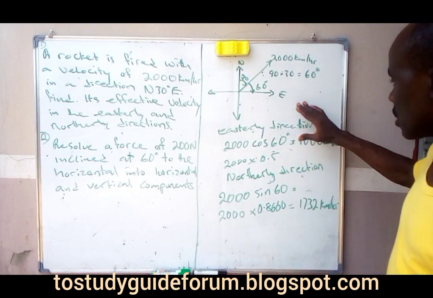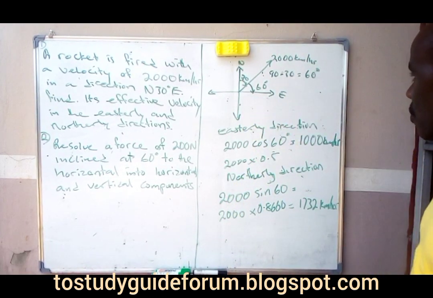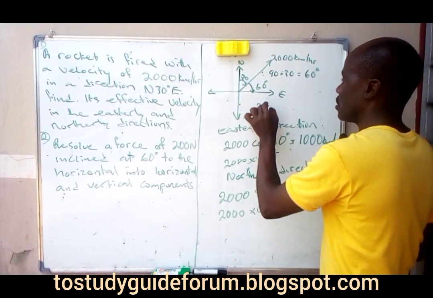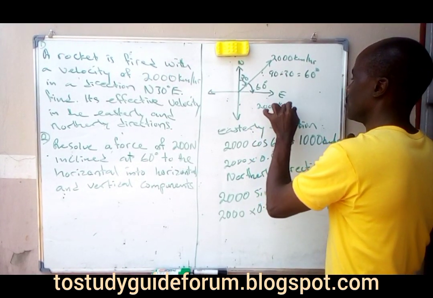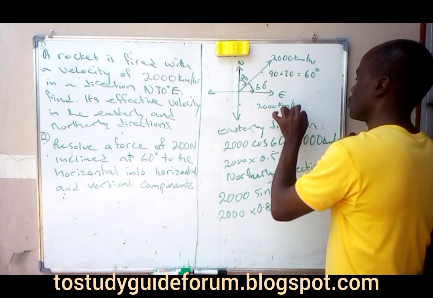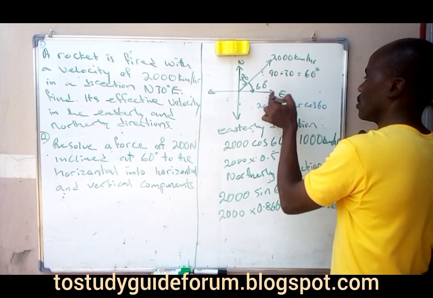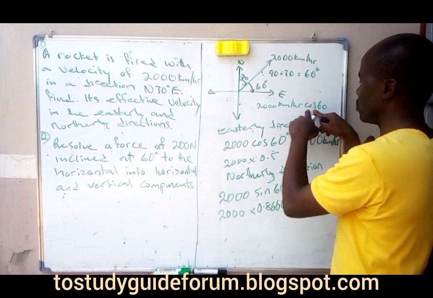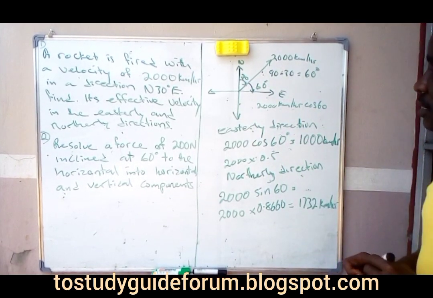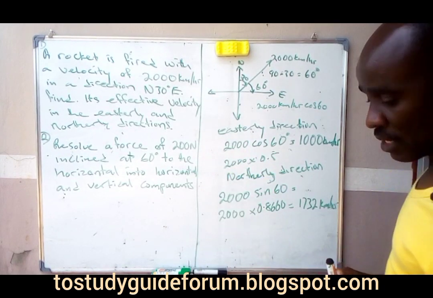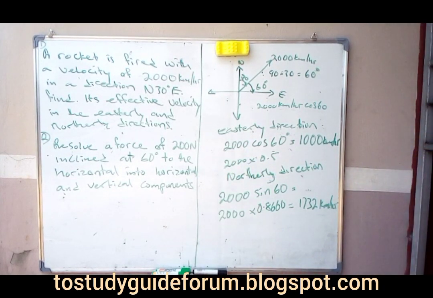You can see what happened here. By resolving them, I want to go through it again. You have 2000 kilometer per hour cos 60 for the horizontal, while for the other one you change it to sine. So let's try the other one, the next one we have there.